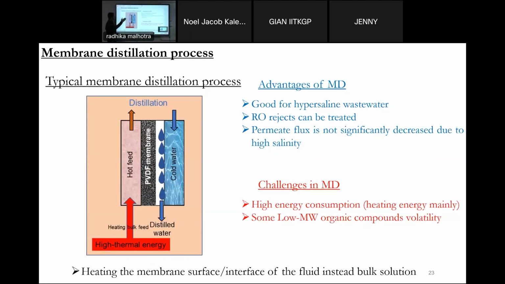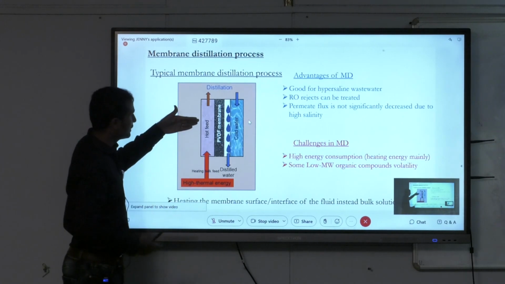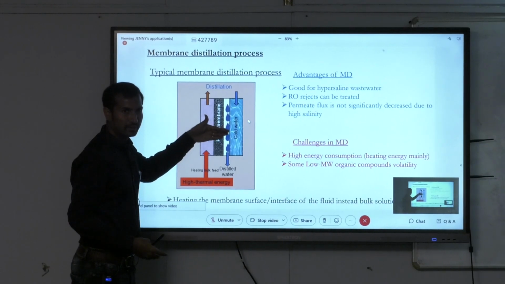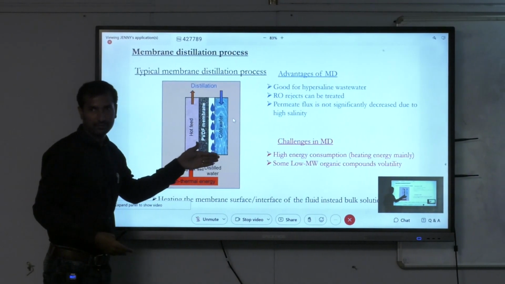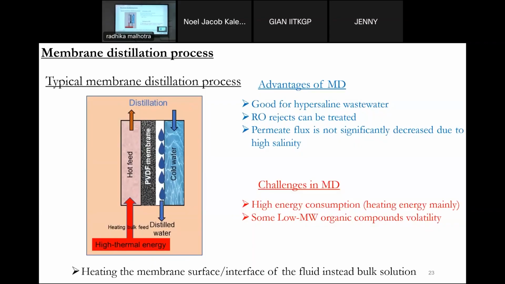So this is the typical setup. If you pass hot water and cold water separated by the super hydrophobic membrane, there is a vapor pressure difference. With this super hydrophobic membrane, only vapor can penetrate through it, and on the other side it condenses. This is the typical phenomenon. I think in the next slide I will show you.